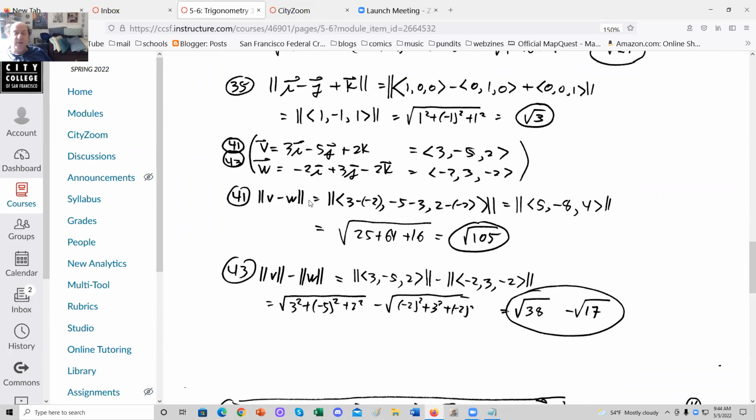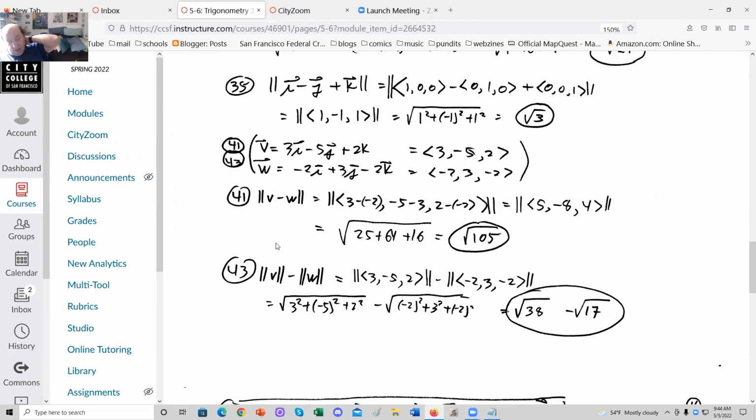Okay, V minus W, take the difference. 3 minus -2, -5 minus 3, 2 minus -2. So that'll be the length of 5, -8, 4. And the length of this will be the square root of the sum of squares. 5 squared is 25, -8 squared is 64, 4 squared is 16. The square root of their sum is square root of 105. That's the length of the difference vector.